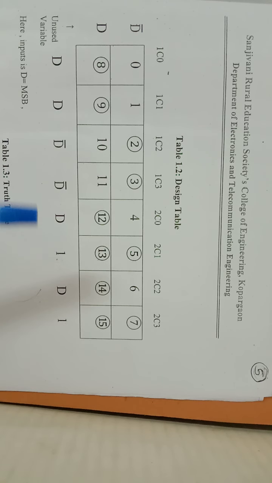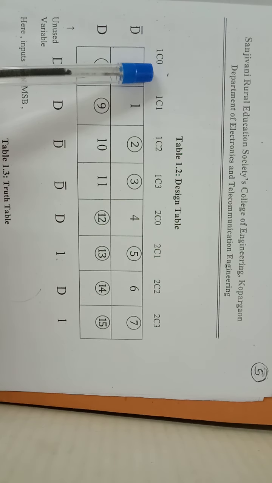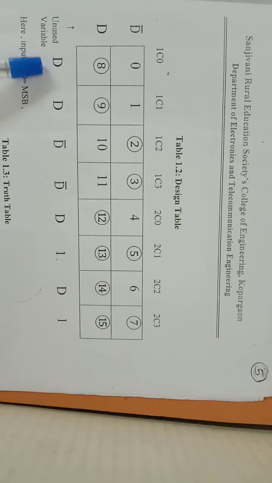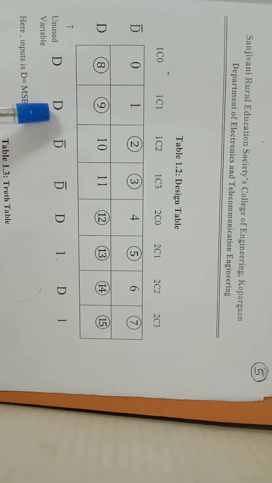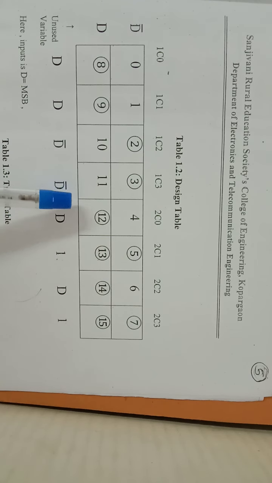Its meaning is that this respective input line of the MUX is connected to D. This respective input line is connected to D. This one is connected to D bar. This one means VCC, and if it becomes 0, in that case we have to connect it to ground. These are the rules for designing the design table.